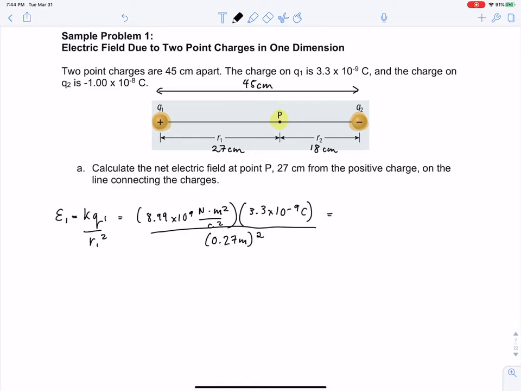If we punch this into our calculator, we get, and I will include a direction in this, 4.07 times 10 to the power of 2 newtons per coulomb. And since P is a positive charge, as it states here, and Q1 is positive, then P will be pushed to the right because of this field.